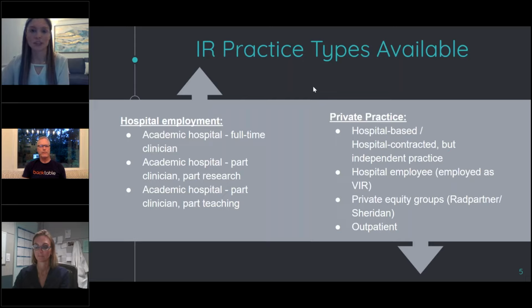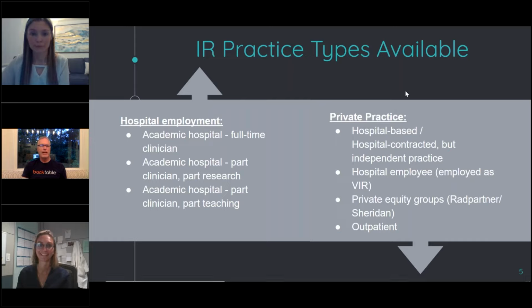So the question that we have for you, Dr. Constantino and Dr. Lipman, is what are the major differences you've seen in each of these practice types that are available? And if you could just talk about the major differences you've seen in your work in them, touching on the work hours, the call schedule, autonomy with making your schedule, and things like that.